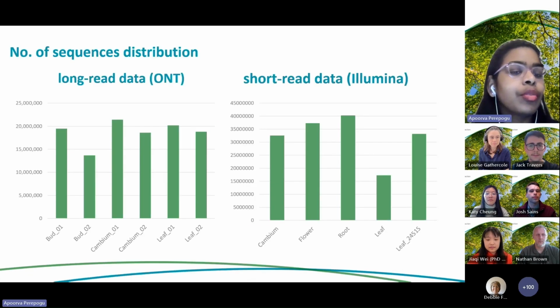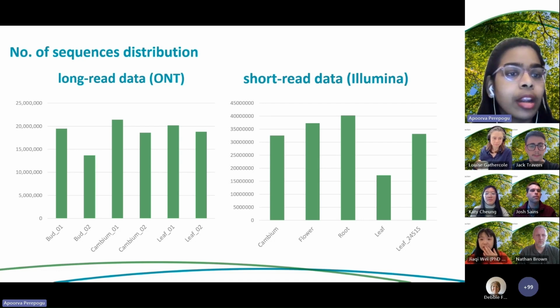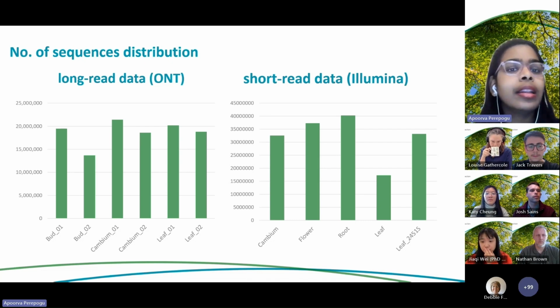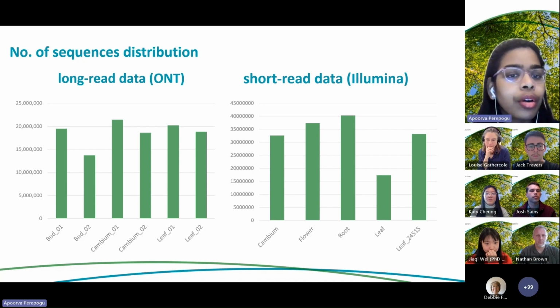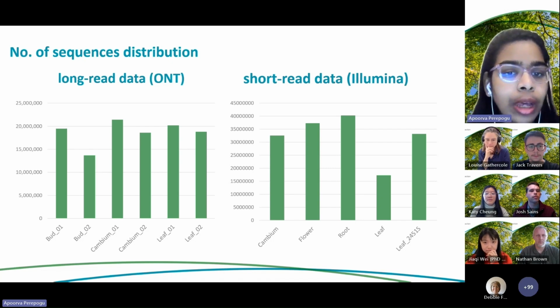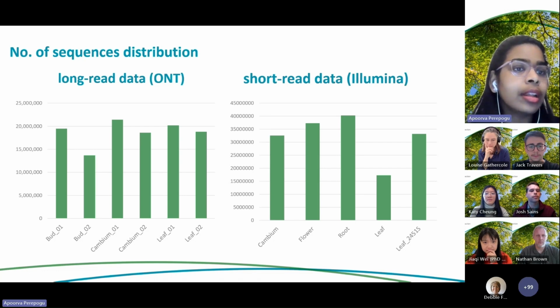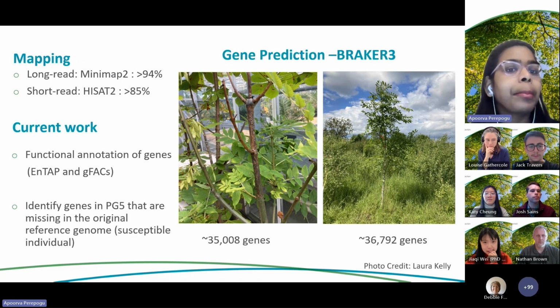Because we collected three different tissue samples for our long read data, based on Oxford Nanopore technology, and there were duplicates for each of the tissues, these were the sequence distributions across the different tissues, and the number of sequences was varying. And then this is for the short read data, which was based on the Illumina platform, for different tissues: cambium, flower, root, and leaf.